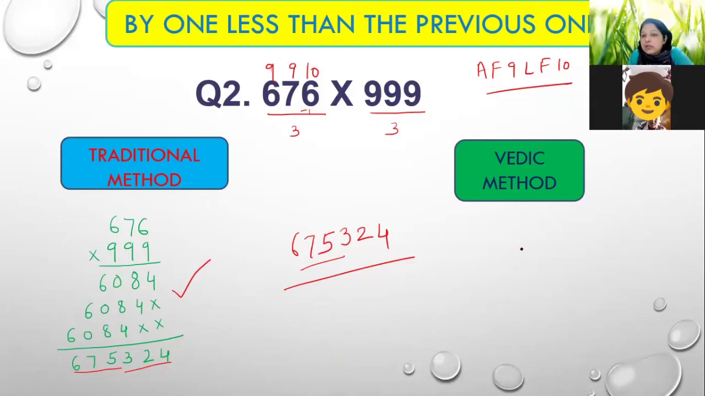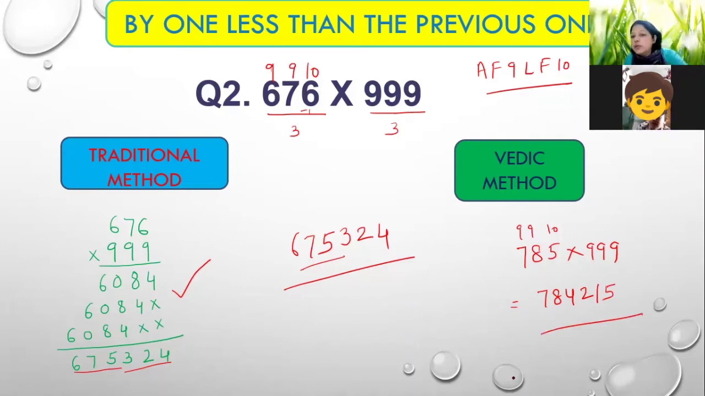Okay, tell me the answer of this one now quickly. 785 into 999. 784. 9, 9, 10 on the above. 9 minus 7, 2. 9 minus 8, 1. 10 minus 5, 5. Correct. So see the answer: 784215.